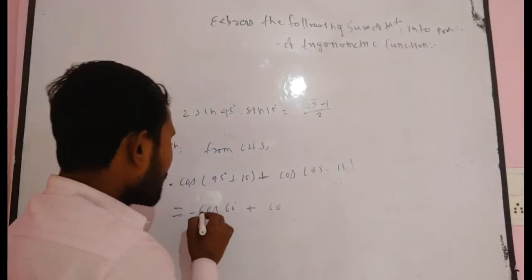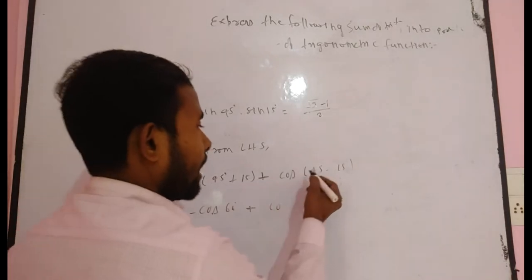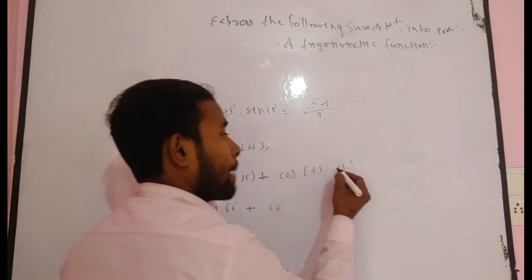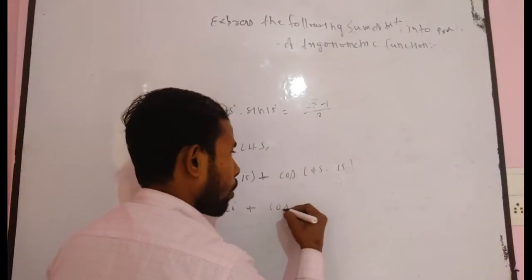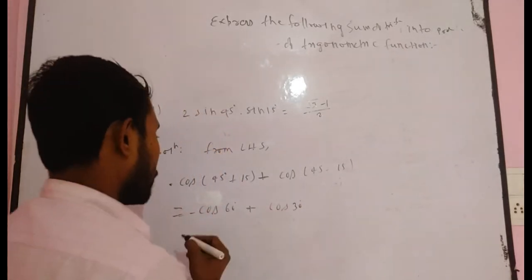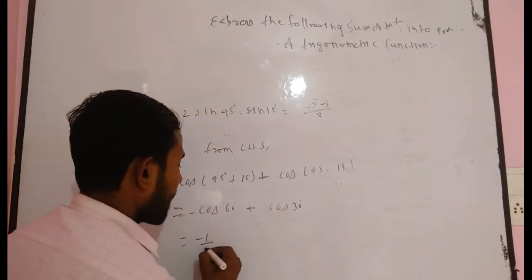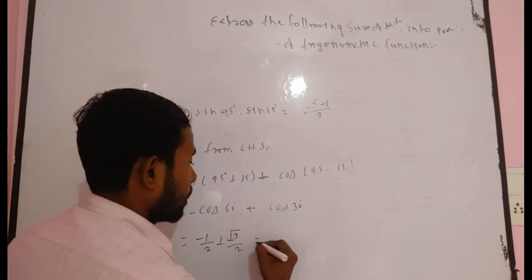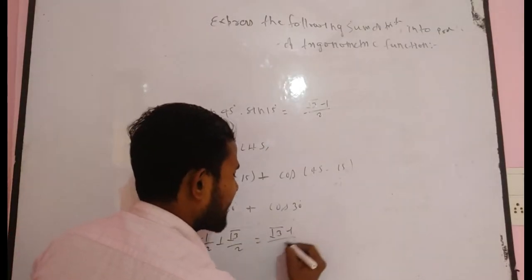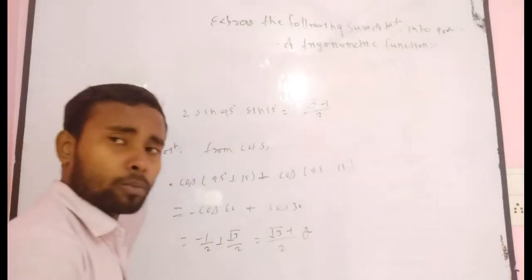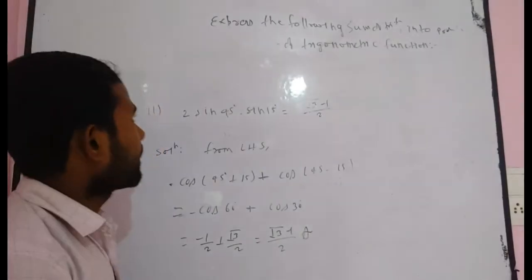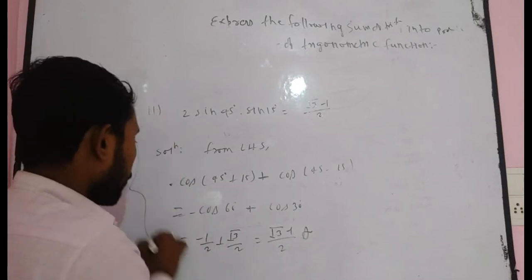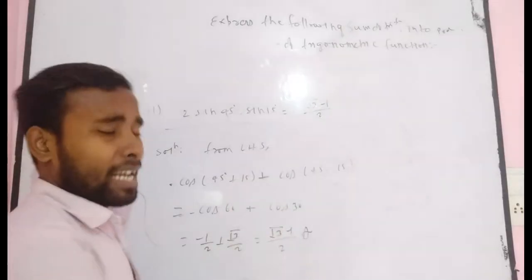Now here you get minus cos 60 plus cos of 45 minus 15, that will be what? Cos 30. As you know, minus cos 60 will be minus 1 by 2, plus cos 30 will be what? Root 3 by 2. If you simplify it, you get (root 3 minus 1) by 2. This is the way by which you can solve all those problems which are based on it.